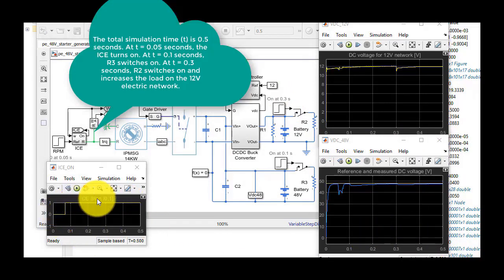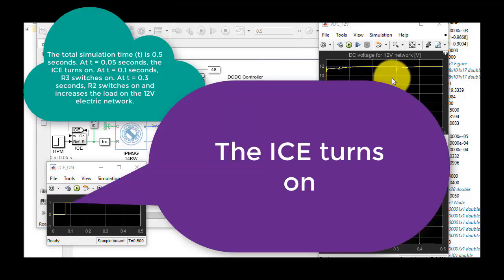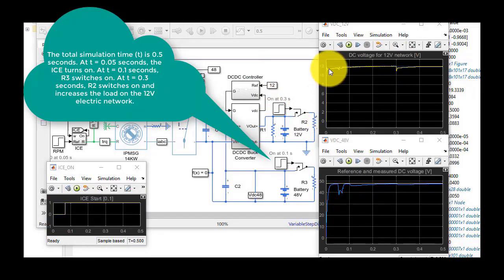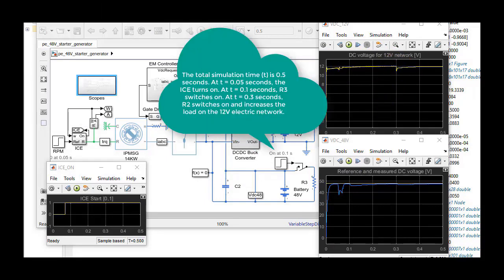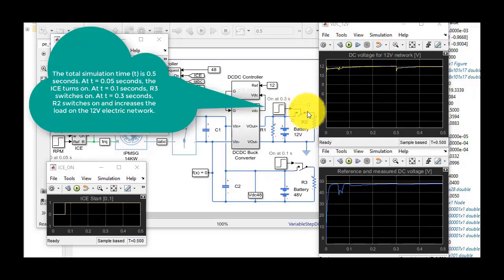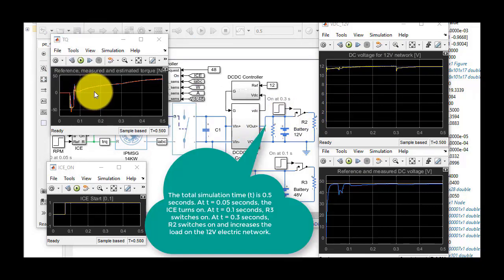At T equals 0.05 seconds, the ICE turns on. At T equals 0.1 seconds, R3 switches on. At T equals 0.3 seconds, R2 switches on and increases the load on the 12-volt electric network.